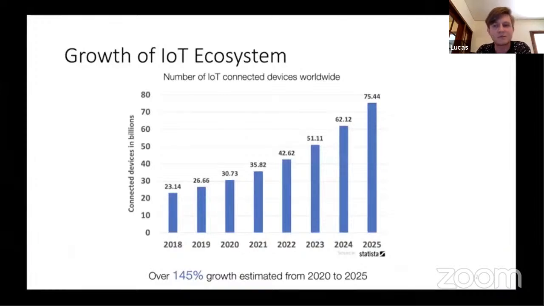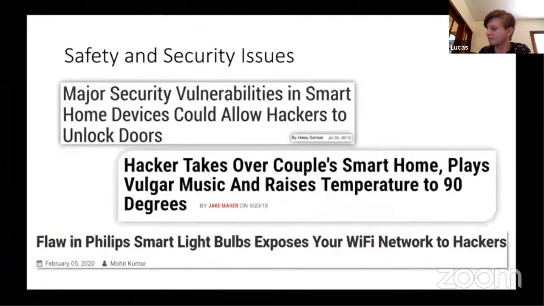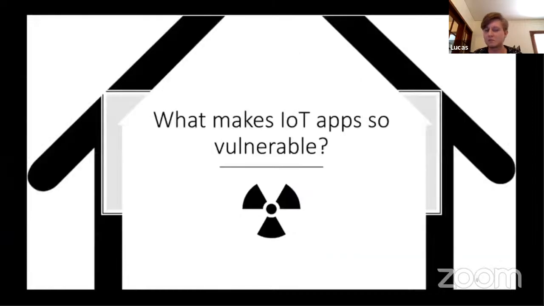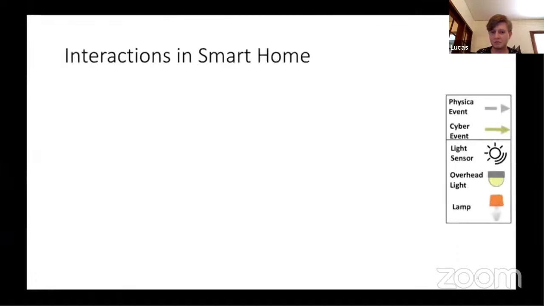The number of IoT devices is growing, therefore it is expected by 2025 the number of connected IoT devices will be increased by 145%. However, this increment in the number of IoT devices comes with safety and security issues where attackers can unlock doors, tamper with the temperature, and get access to Wi-Fi devices by exploiting vulnerable smart home devices. So this raises the question, what makes IoT apps so vulnerable?